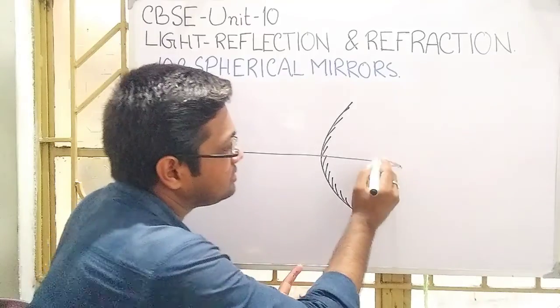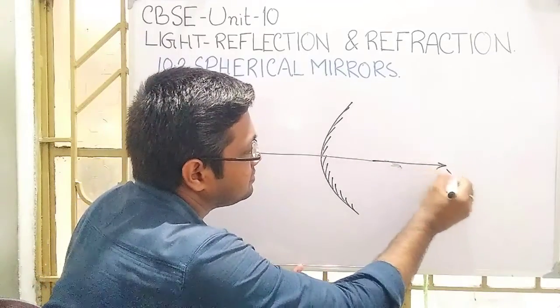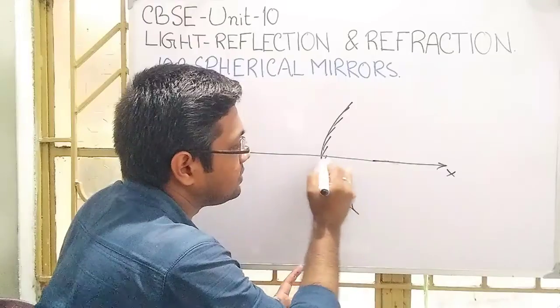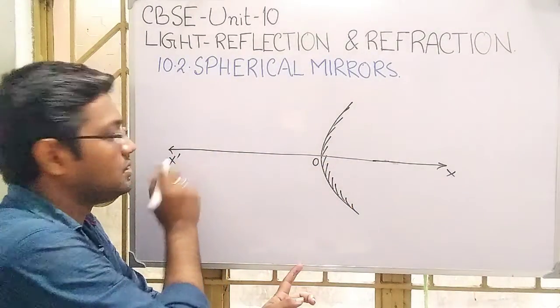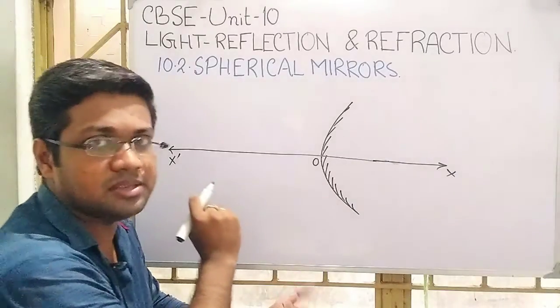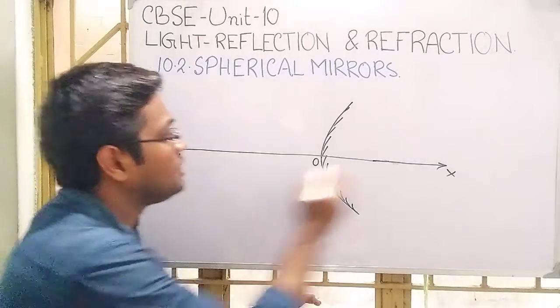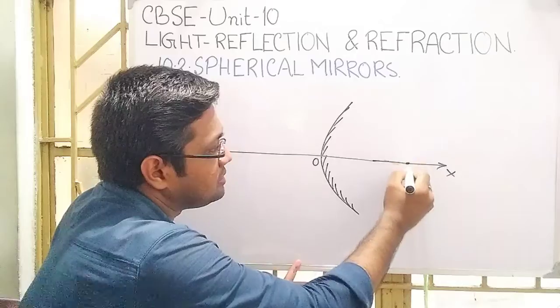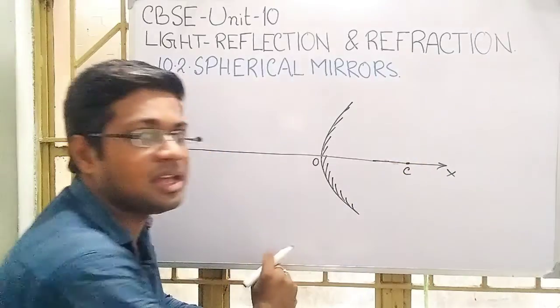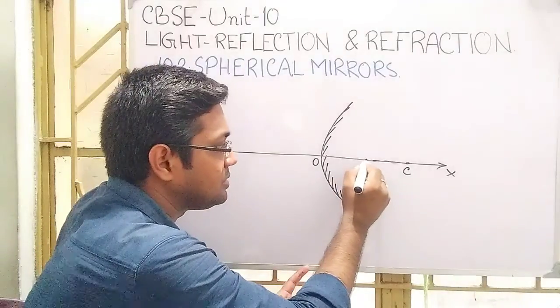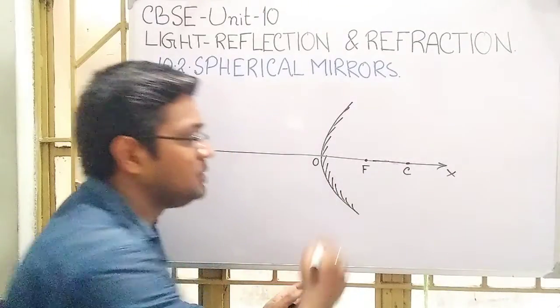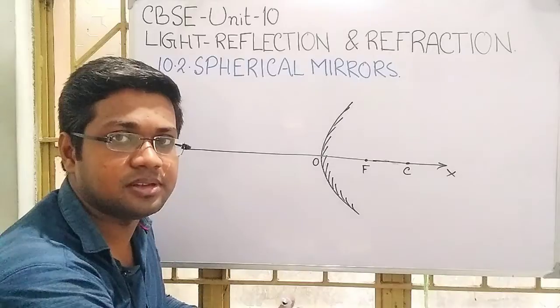Principal axis, pole of the mirror. X prime is the principal axis, O is the pole of the mirror. C is the center of curvature. In between O and C there is the focus.